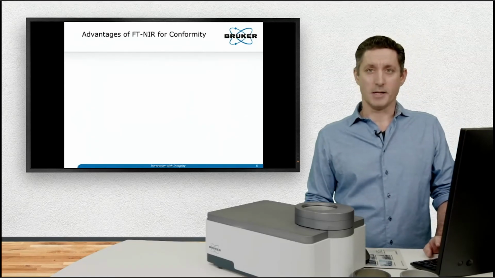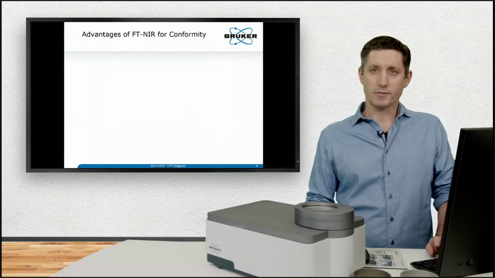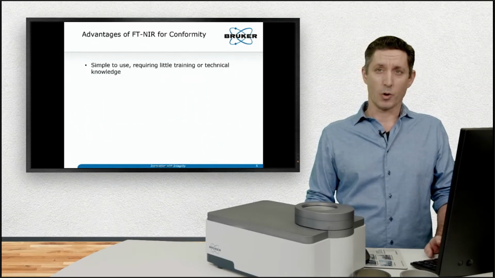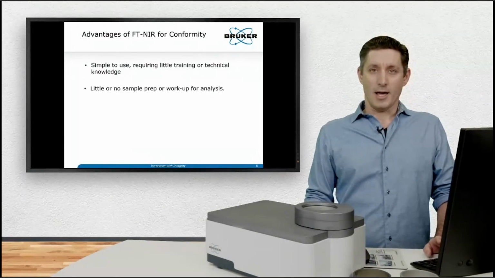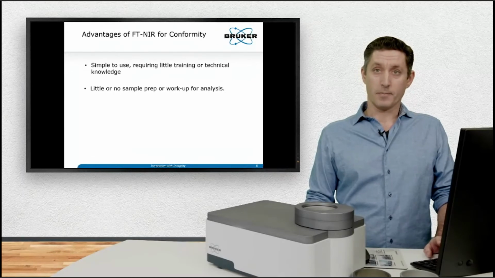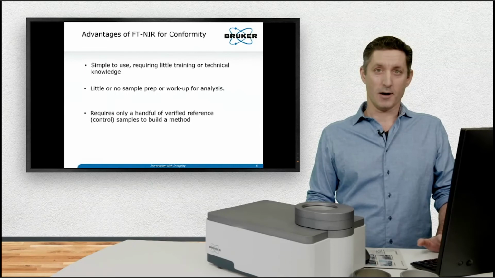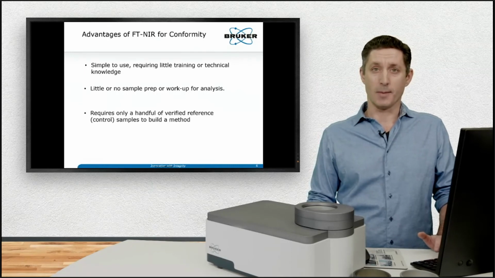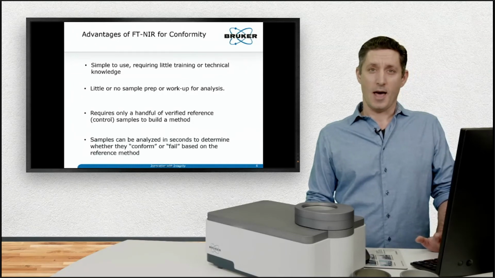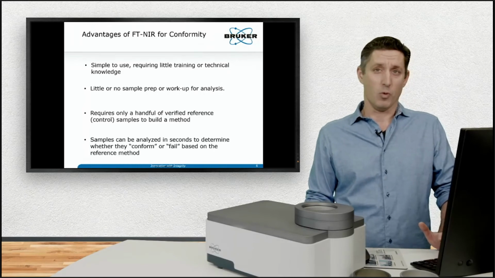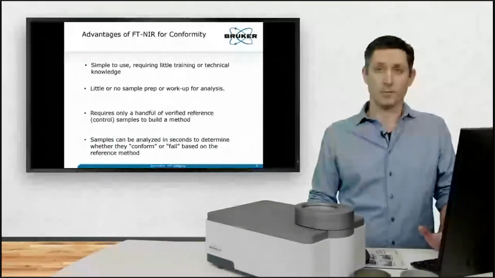So NIR has some very specific advantages for a conformity evaluation. One, it's simple to use. It requires very little training or specific technical knowledge. It requires little or no sample prep prior to analysis. With just a handful of confirmed reference or control samples, you can very easily build a method for analysis. And then you can very quickly scan those samples to determine whether it will conform or fail based on the reference method criteria.